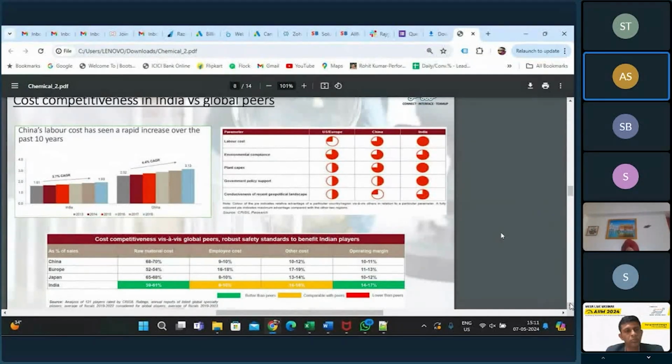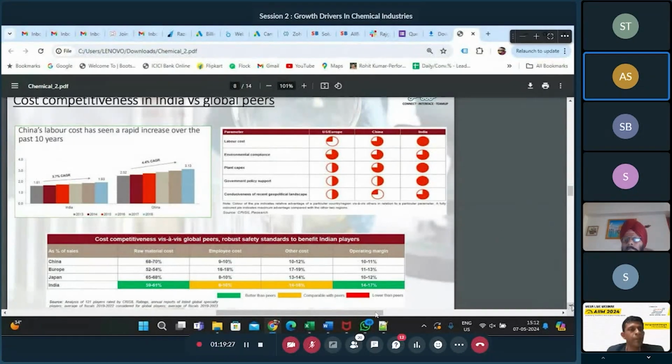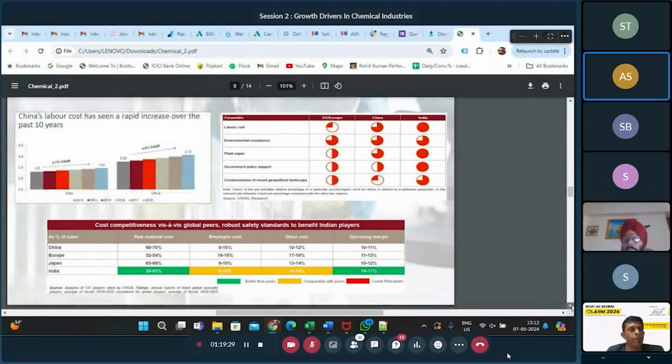And compared to the global peers also, you can see India has the highest advantage in terms of raw material cost. In terms of employee cost and other costs, it is almost comparable to the peers. The operating margin also is much better in India. These are all data that I've taken from CRISIL, and I wanted to just highlight this information. Next slide, please.